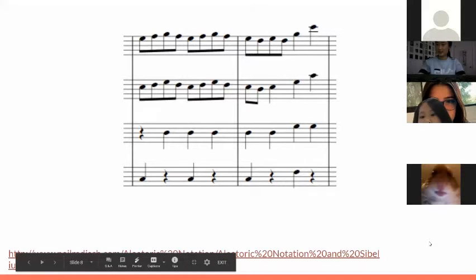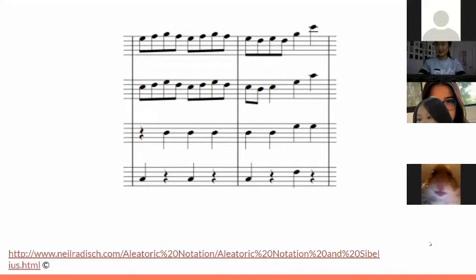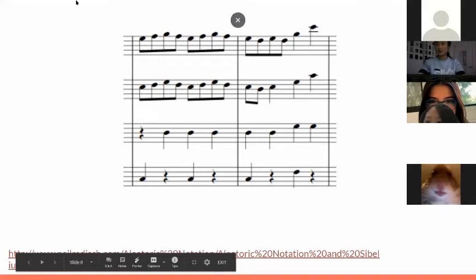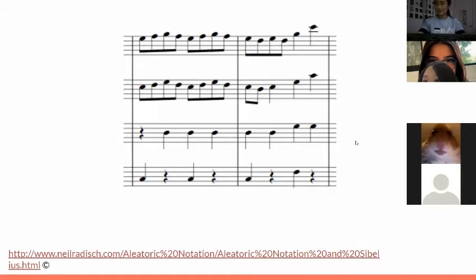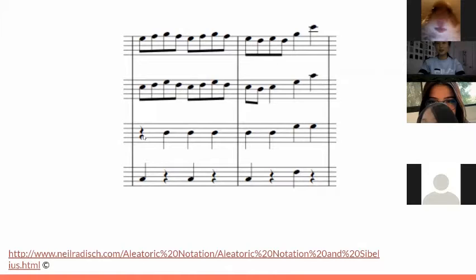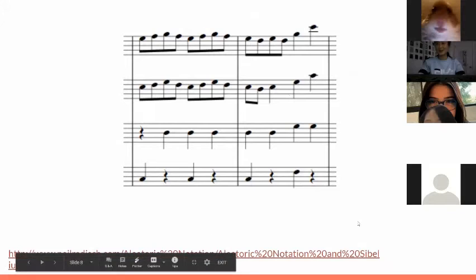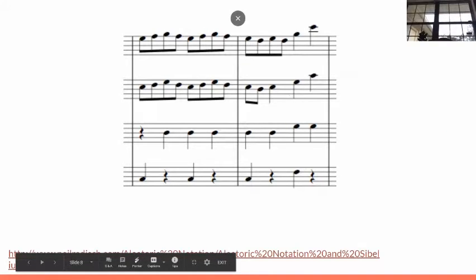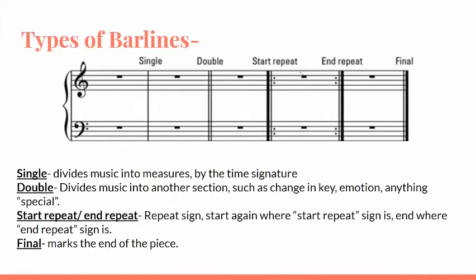How about Suri? Suri, can you tell me what's the time signature of this little excerpt? Are you there? All right, how about Albert? Can you tell me what's the time signature? 4/4. 4/4 time, good job. Okay, that was nice. Does anyone have questions about this? All right, we can move on.